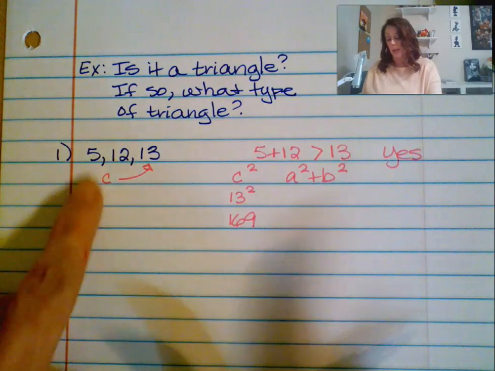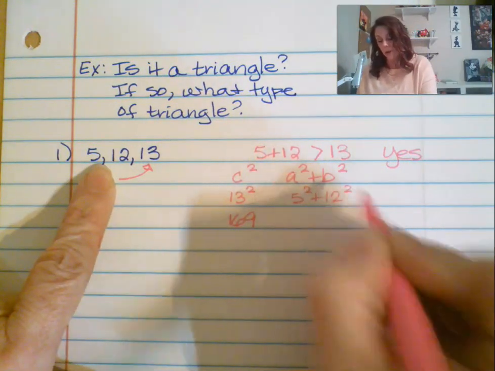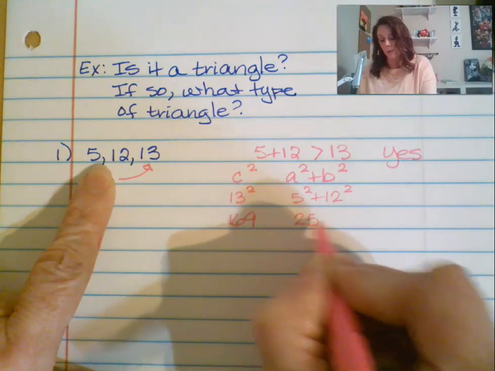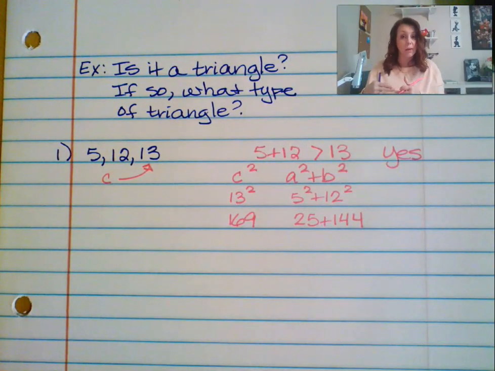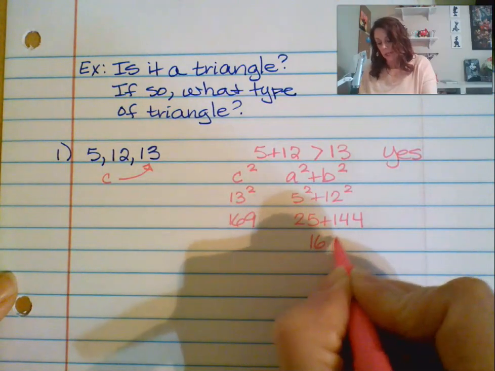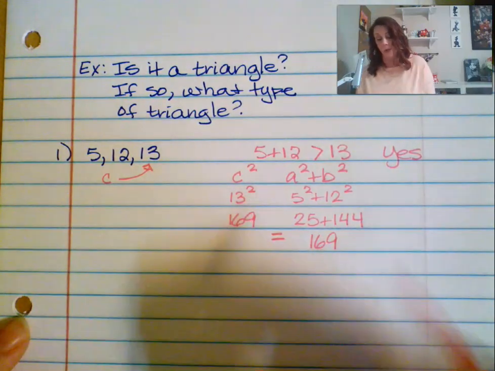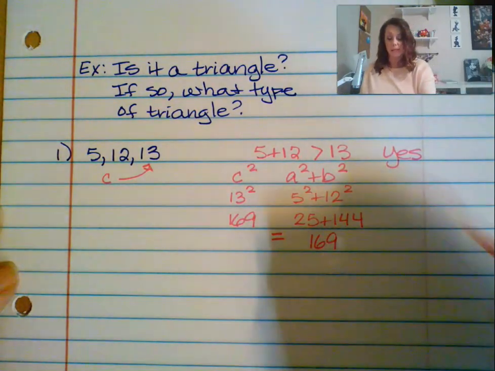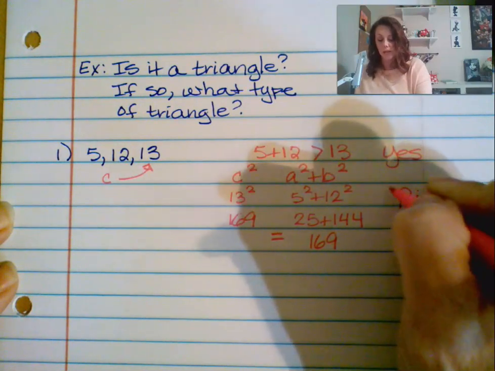Now let's consider the other side. 5 squared plus 12 squared, which is 25 plus 144. Remember, order of operations says we take care of those exponents before we add. We add those two together and we get 169. Now, in this case, both expressions, the c squared and the a squared plus b squared, produce the same value. So we would say these are equal to each other. 169 is equal to 169. When that happens, it indicates that the triangle is right.